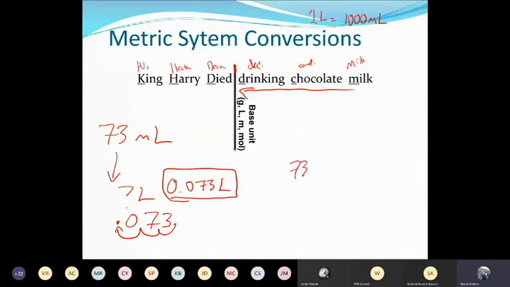So we have 73 milliliters. We're going to multiply, because we want to convert to liters here. For every liter, we're going to have 1,000 milliliters. So we multiply by 1 and then divide by 1,000, because our goal is to convert to liters. You want the milliliters to cancel out. So you end up with the same answer as we saw over here. So there are 2 ways of doing this. The first way is just moving the decimal place, or the second way is using the conversion factor to go from milliliters into liters. Any questions on that?